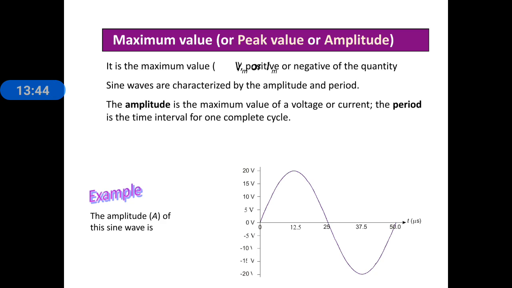In this example, the maximum value is 20 volts. So the maximum value is also called the peak value or amplitude. Three names are there: maximum value, peak value or amplitude. Any one name we can write. So it is a maximum value.